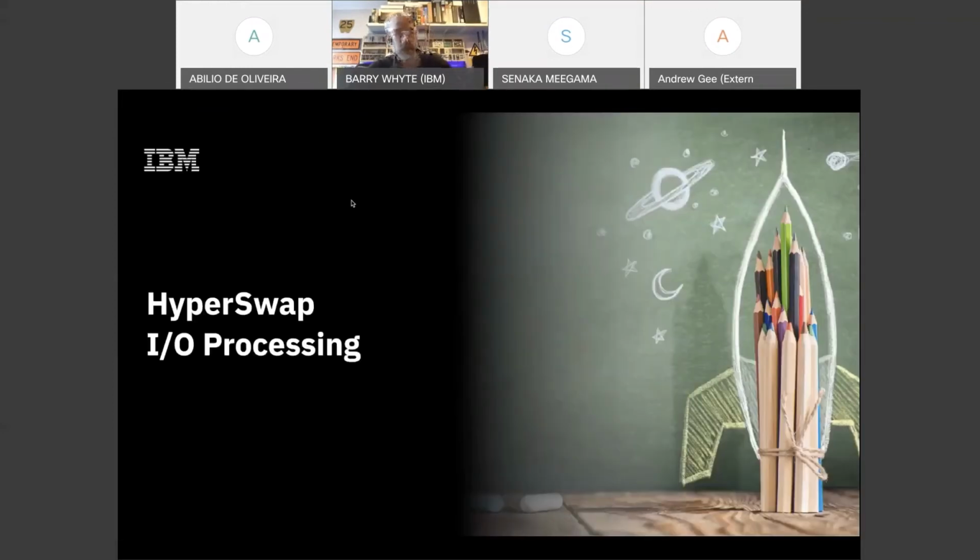So how are we doing? 15 minutes, so almost there. Just to finish off a little bit on the I/O processing, some things to understand about how HyperSwap is processing those I/Os that flow through the system, and then we'll have some time for some questions.